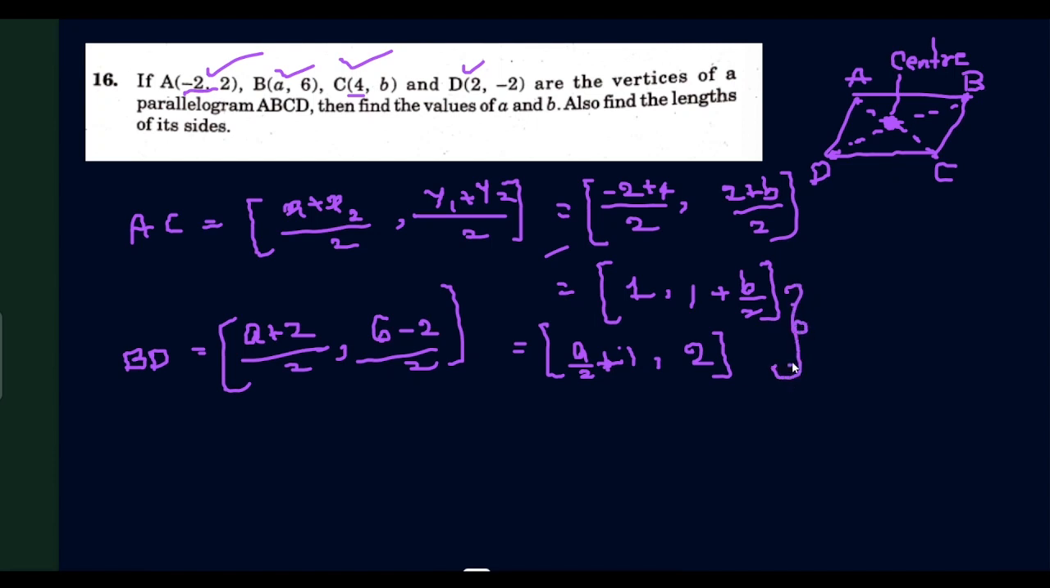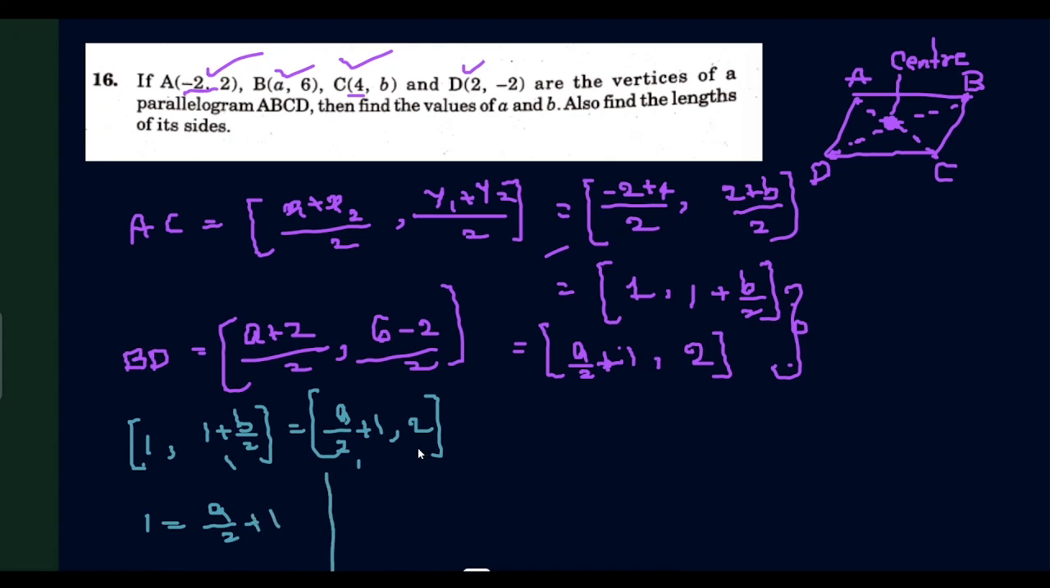And these two are the midpoints, right? And these two are intersecting at center. So we can equate these two. Got it? So 1 comma 1 plus B by 2 is equal to A by 2 plus 1 by 2, right? So simply this x is equal to this x, so 1 is equal to A by 2 plus 1. Okay. And this y is equal to this y, right? So 1 plus B by 2 is equal to 2.